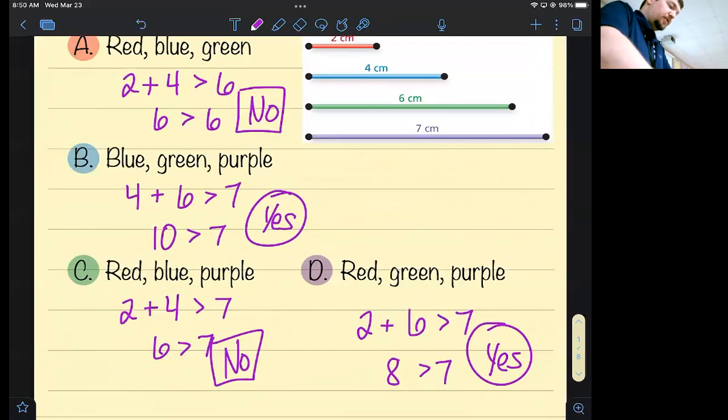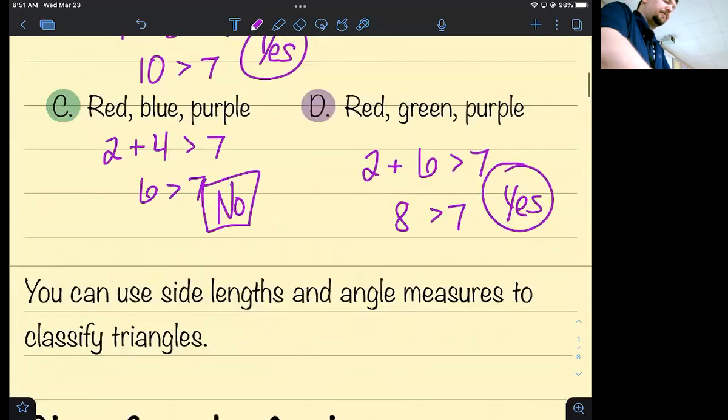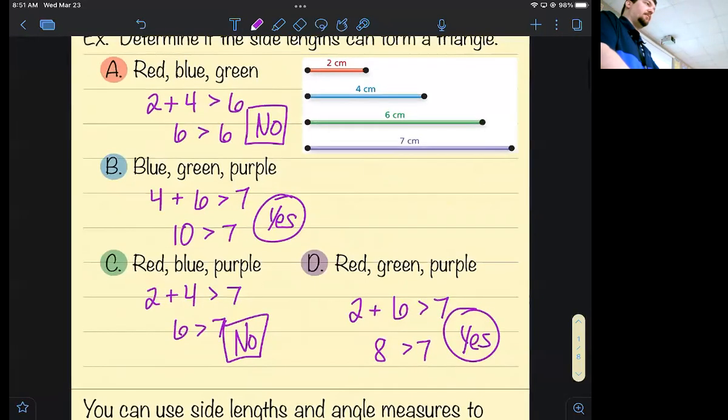All right. Moving into today's lesson then. Does this make sense for everybody? The 2 smaller sides have to add up to be bigger than the longest side. Not equal, bigger, not greater than or equal to, just greater than.